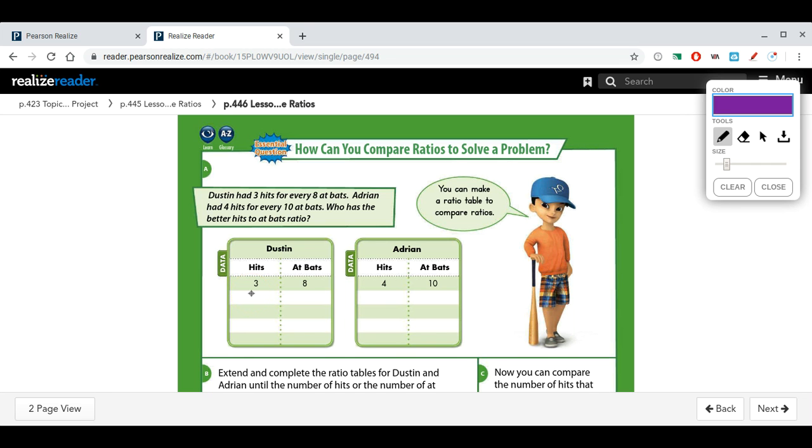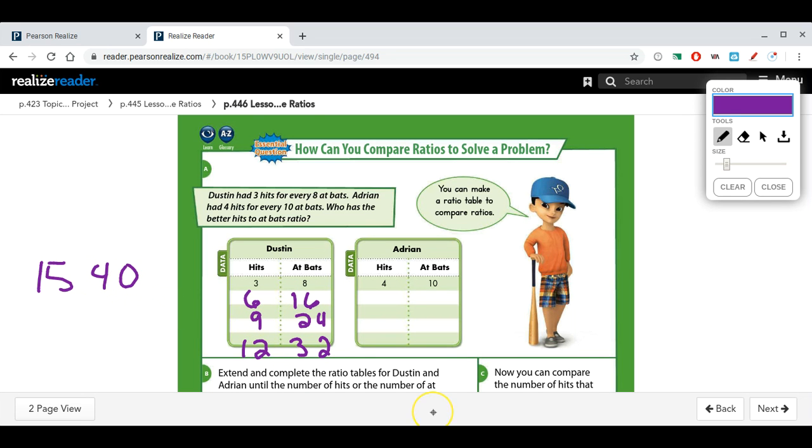So for Dustin, we'll just do an easy one and we'll just double. So if he's got 6 hits, then he has 16 at-bats. If he has 9 hits, he's going to have 24 at-bats. If he's got 12 hits, he's going to have 32 at-bats. And then if he's got 15 hits, he's going to have 40 at-bats. Okay, so we're looking for where these two are going to show the same ratio. So right now I have 6 to 16, 9 to 24, 12 to 32, 15 to 40.